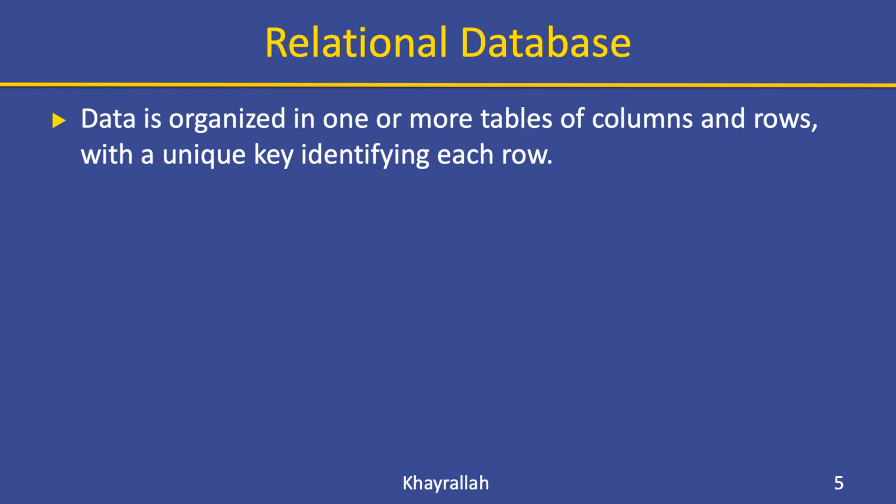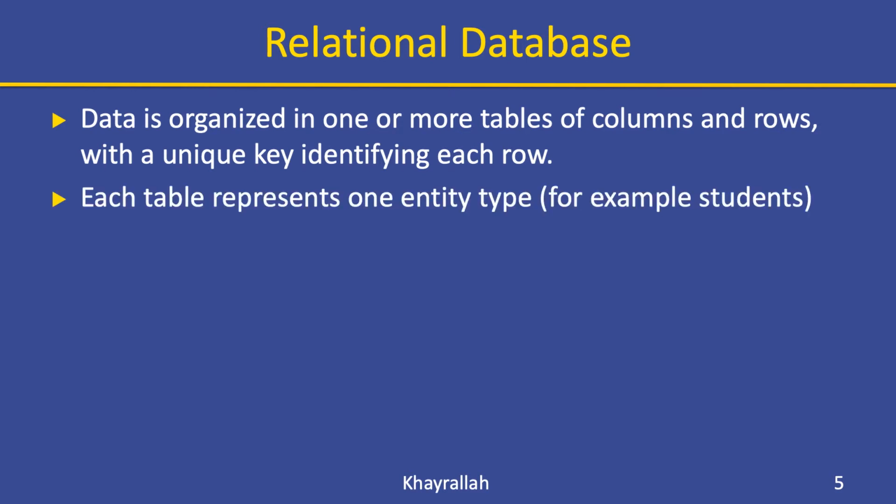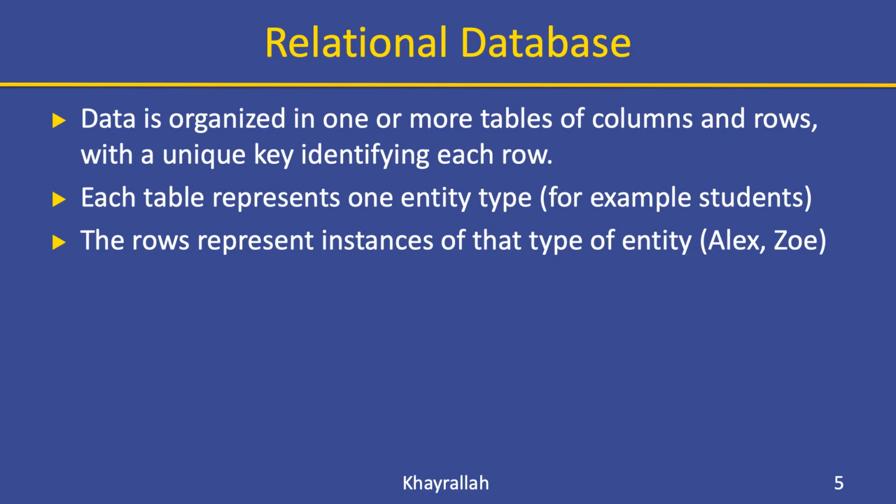In a relational database, data is organized in one or more tables with a unique key identifying each row. Each table represents one entity type. For example, we can have a table for students and another table for courses. The rows represent instances of that type of entity. For example, in the students table, we could have Alex and Claire. In the courses table, we could have CS122 and CS156.